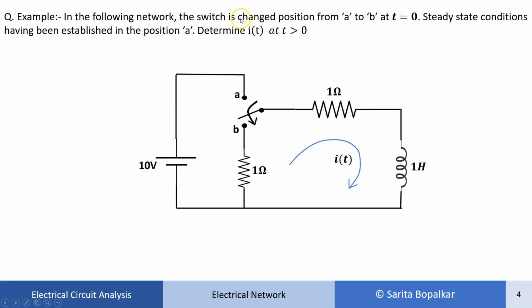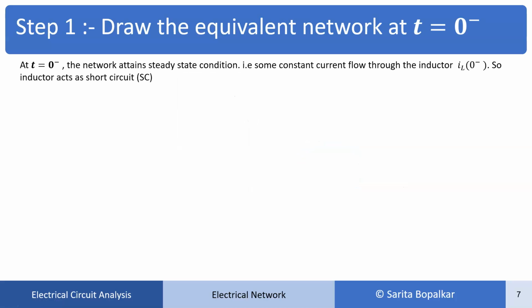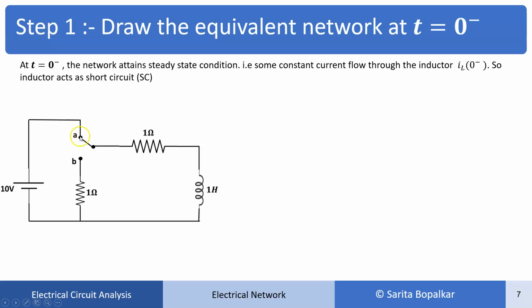Now here it is given that the switch changes from position A to B, and before switching steady state conditions have been reached, meaning at t equal to 0 minus. Our first step: draw the equivalent network at t equal to 0 minus. At t equal to 0 minus, your circuit is like this. Your switch is at position A. It is given that the network attains steady state condition, meaning some constant current flows through the inductor.